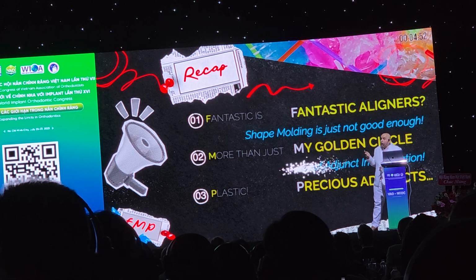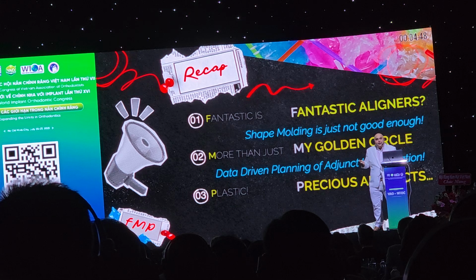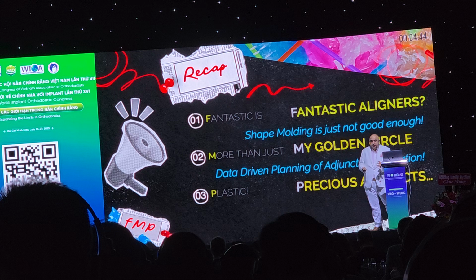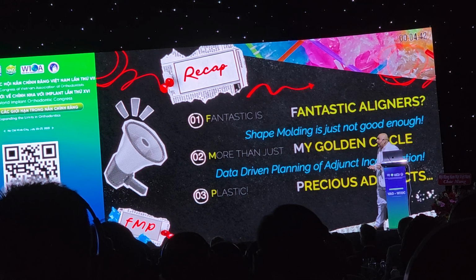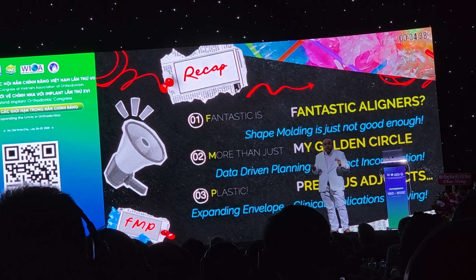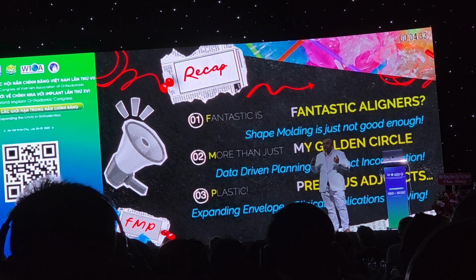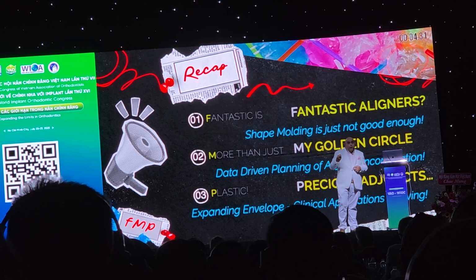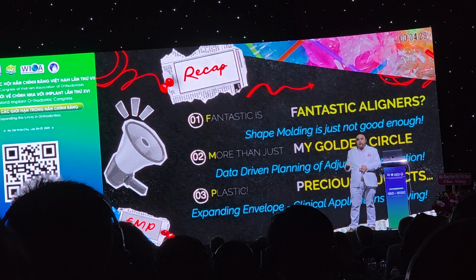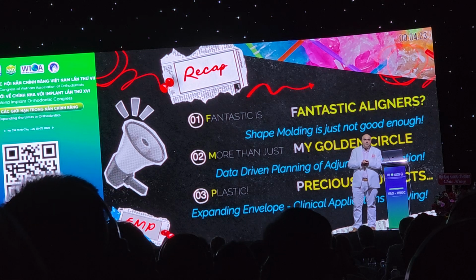In terms of the golden circle, we understood that you just can't go about incorporating an adjunct until you have specific data that tells you where you need it and where you don't. And in terms of expanding envelope, the clinical applications of integrating different kinds of appliances has only just begun. There is a lot more that will be coming up and a lot more that you will see in the years to come.